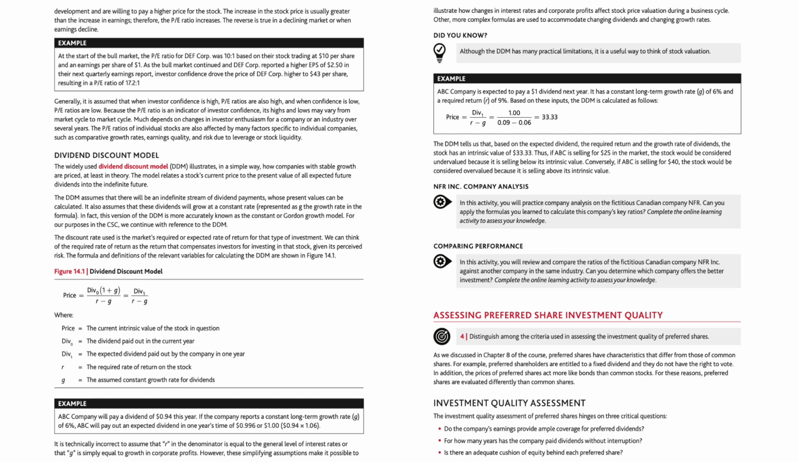Assessing preferred share investment quality. As we discussed in Chapter 8 of the course, preferred shares have characteristics that differ from those of common shares. For example, preferred shareholders are entitled to a fixed dividend and they do not have the right to vote. In addition, the prices of preferred shares act more like bonds than common stocks. For these reasons, preferred shares are evaluated differently than common shares.